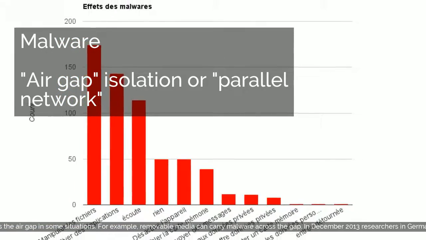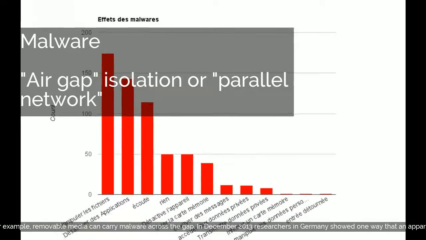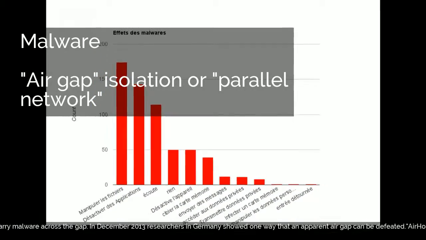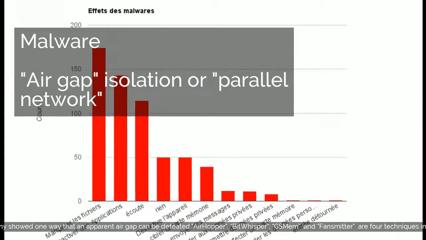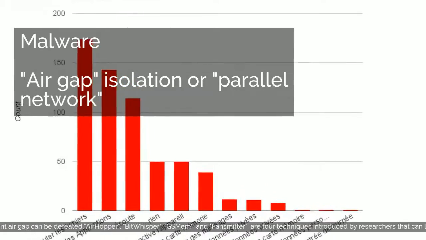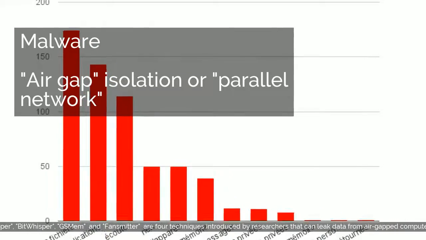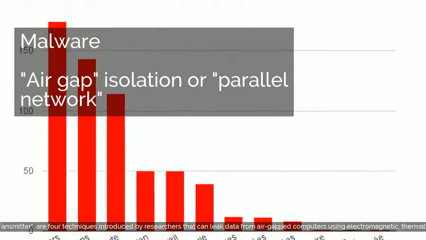In December 2013, researchers in Germany showed one way that an apparent air gap can be defeated. Airhopper, BitWhisper, GSMEM and FanSmitter are four techniques introduced by researchers that can leak data from air-gapped computers using electromagnetic, thermal and acoustic emissions.